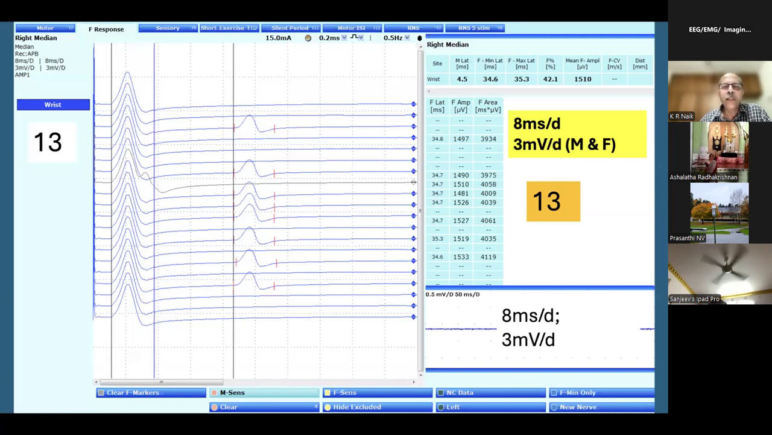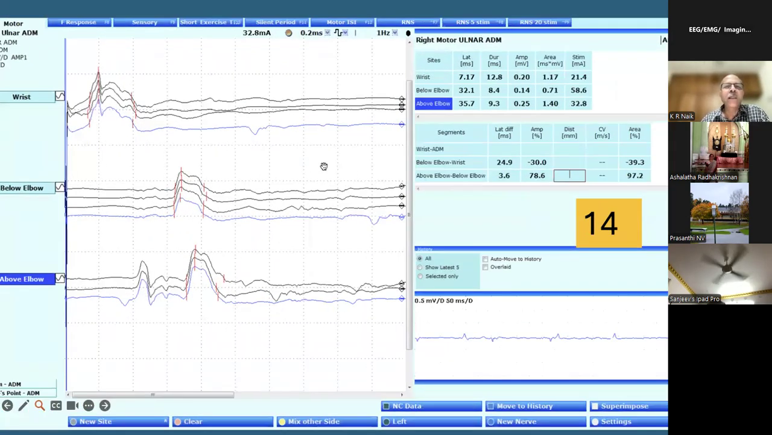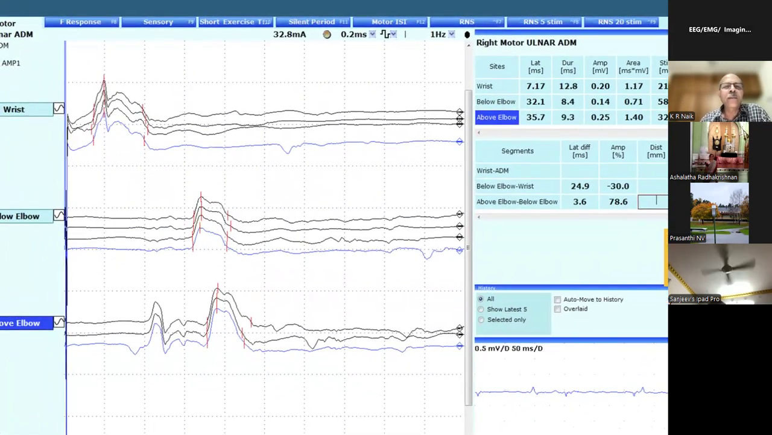So FA study, there's no doubt, but type of abnormalities is for median now, FA. So this patient was undergoing ulnar nerve conductions. Now we do not have the distances and the conduction velocities. I'll just zoom the graph for your purpose. Wrist first, then below elbow, above elbow.